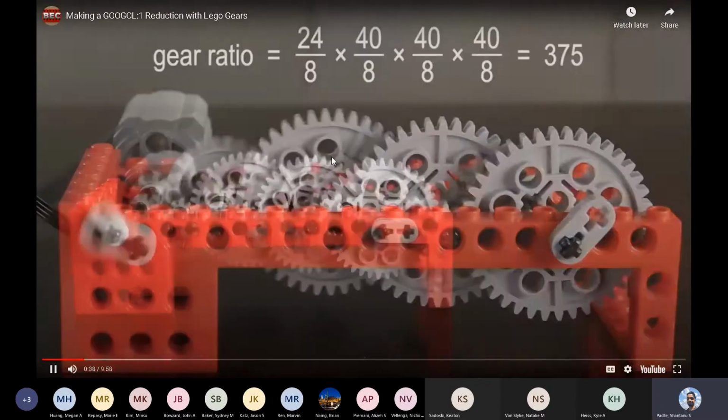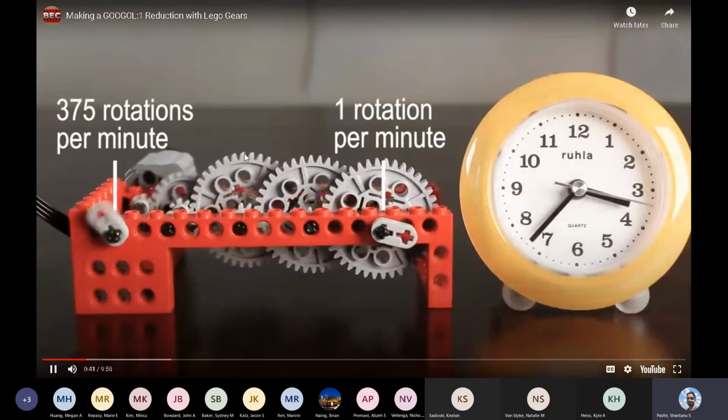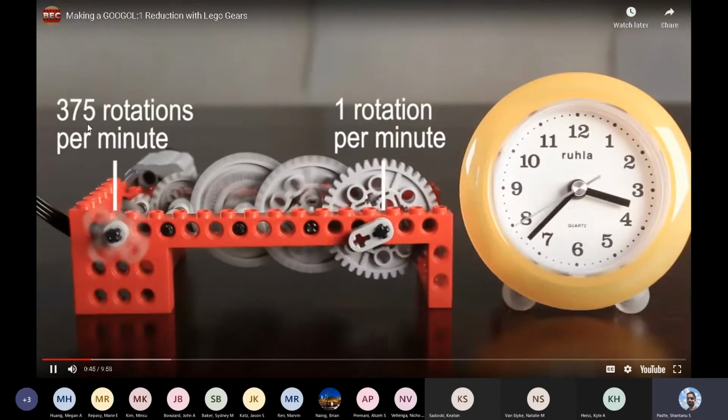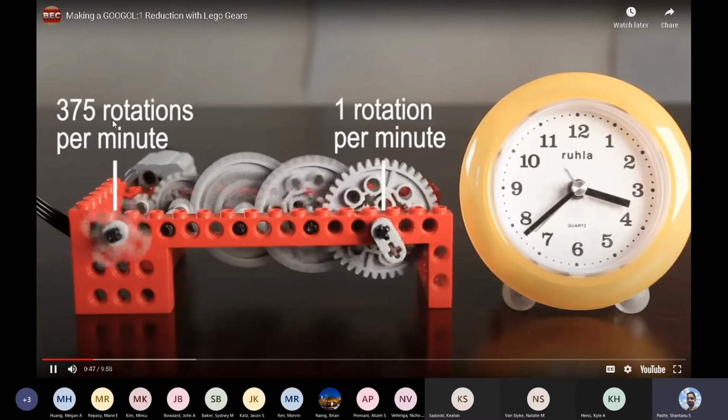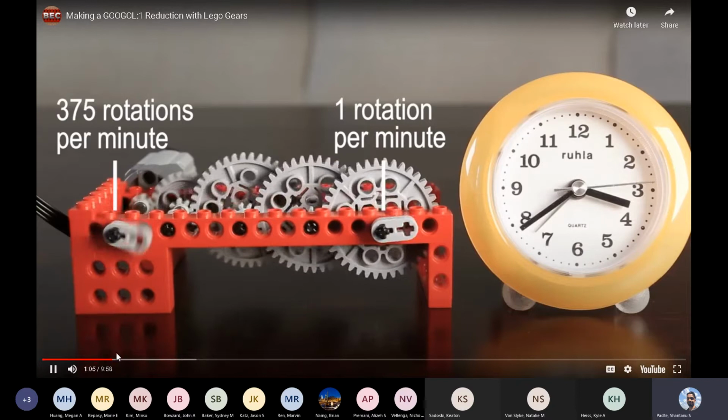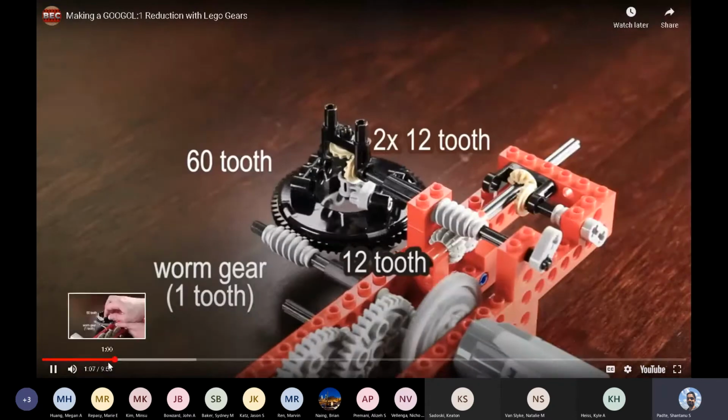And so these are all gears. Yeah, these are all gears with 40 teeth, but using the smart combination of gears, you're getting a gear ratio of 375. Okay, let's skip forward just a bit.